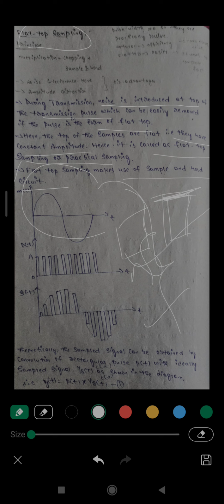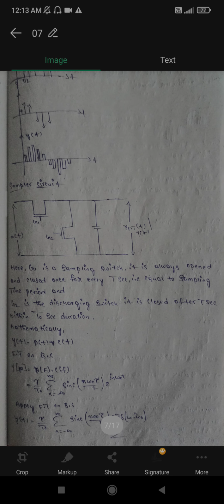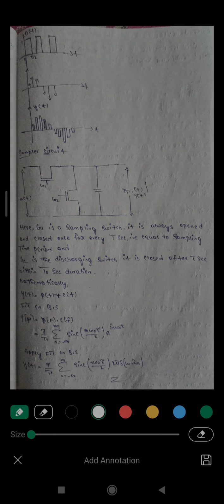Theoretically, the sampled signal can be obtained by convolution of a rectangular pulse with the ideally sampled signal. So it can be obtained by convolution of the pulse train and the ideally sampled signal. This is a pulse train, and this is the ideal sampling signal, with width 0, like an impulse, and then we get this pulse.